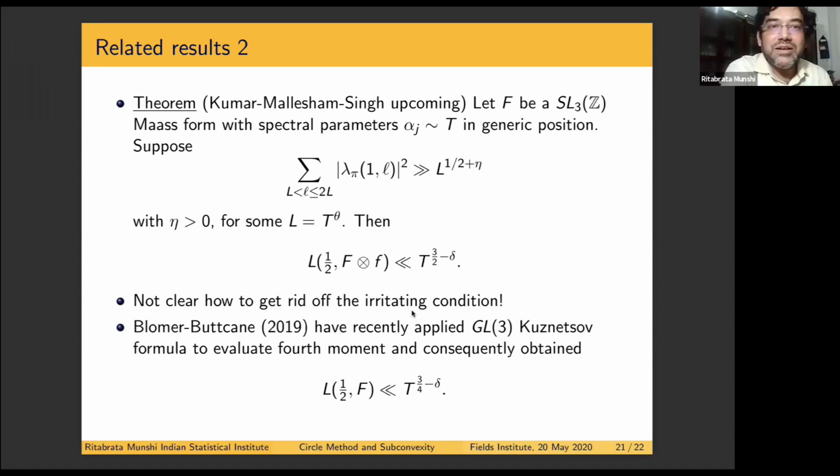And so this nicely complements the result of Blomer and Buttcane, where they get a subconvexity bound for GL3, but when the spectral parameters are in the generic position.